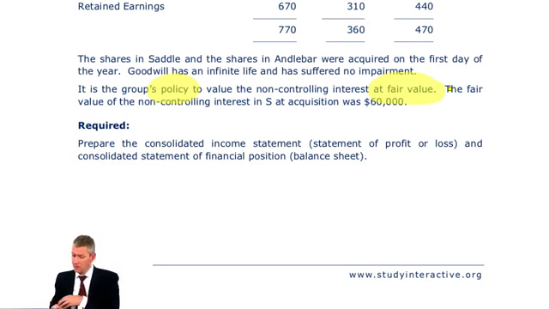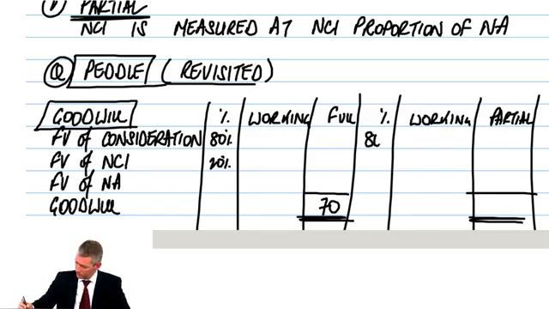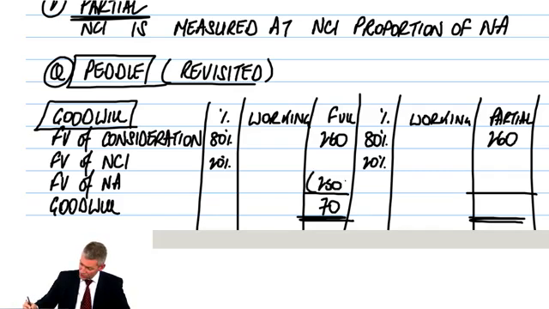Fair value NCI is parallel with full goodwill. And indeed, he gave the NCI fair value was 60 just immediately below that, didn't he? And we're going to copy that information again and get the same figure of 70. Of course we are. In fact, lots of the data is constant. Like the 260 that we paid for this fella, that's just a fact. The 250 that we got from the net asset working, that's just a fact.